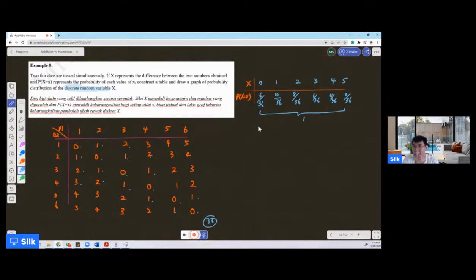This is a new thing. I expect this kind of question to come out in paper 1. So you need to know how to do this. Okay, it's very, very new. That's why I take it and put it here so you all know what to do.